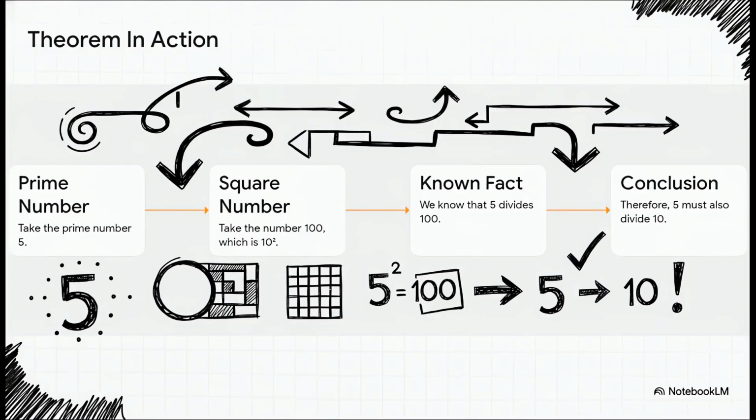And this just shows you exactly how it works in practice. Let's take the prime number 5. We all know 5 divides into 100, right? Well, since 100 is just 10 squared, our theorem guarantees that 5 also has to divide into 10. And it does. Simple, right? We're going to use this exact same logic in our proof.